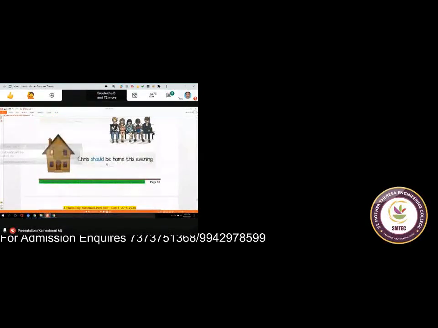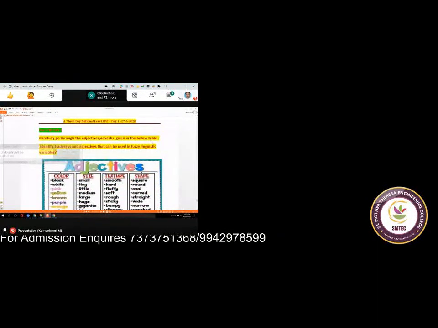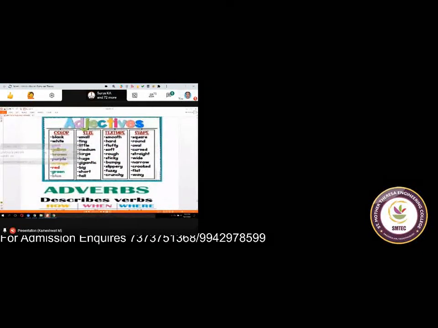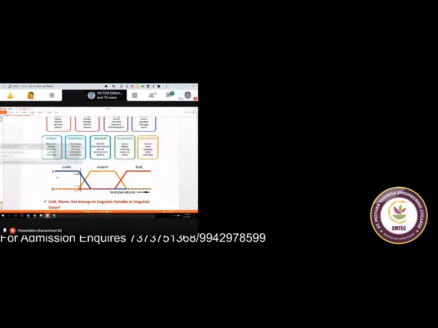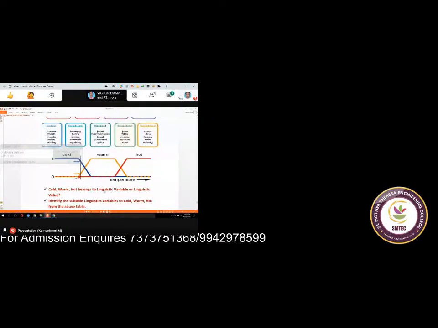Carefully go through the adjectives and adverbs given in the below table. Identify 5 adverbs and adjectives that can be used as fuzzy linguistic variables. Because of the scarcity of time, we cannot work out these things. Look at these adjective words and also this diagram. Cold, warm, hot belong to the linguistic values. Surely these are the linguistic values of the linguistic variable temperature. Identify the suitable linguistic variables for cold, warm, hot from the above table.